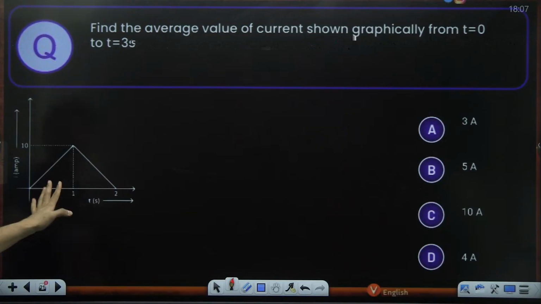Now I want this point of intersection. So y is equal to 3x square is equal to x square plus 4. 2x square is equal to 4, x square is equal to 2, x is equal to root 2.